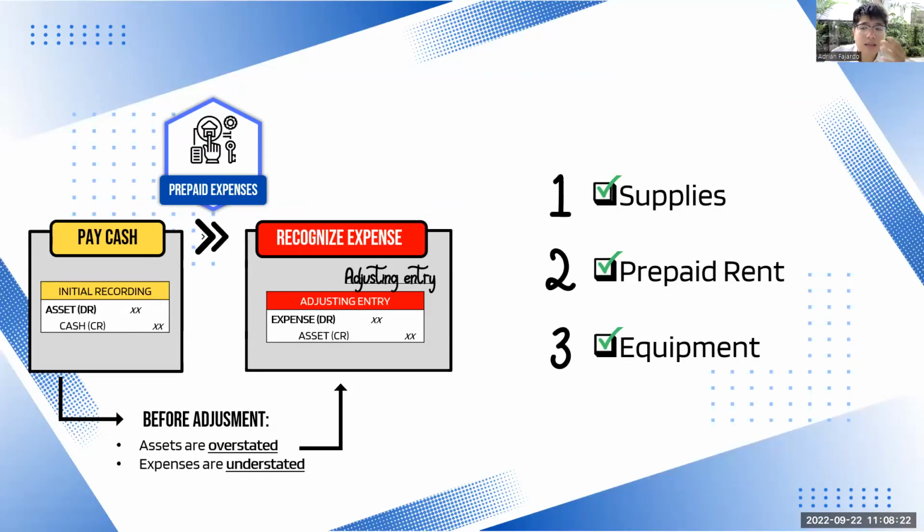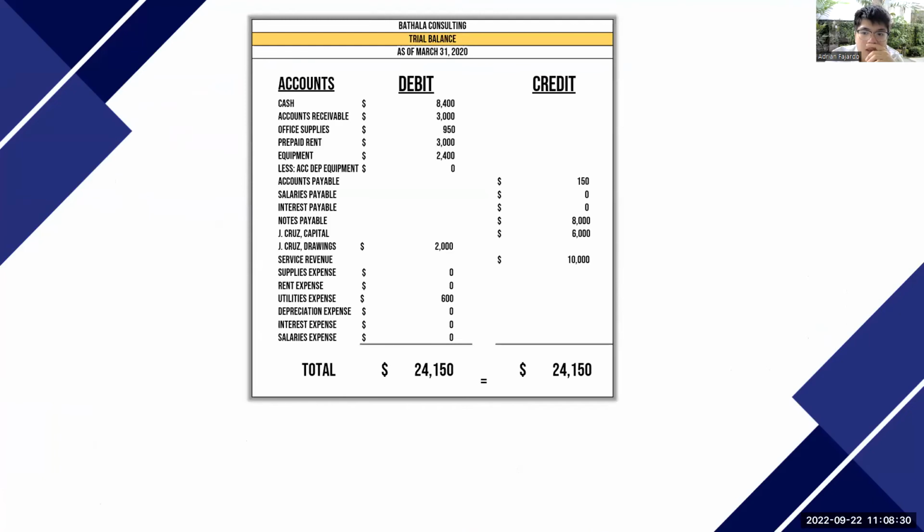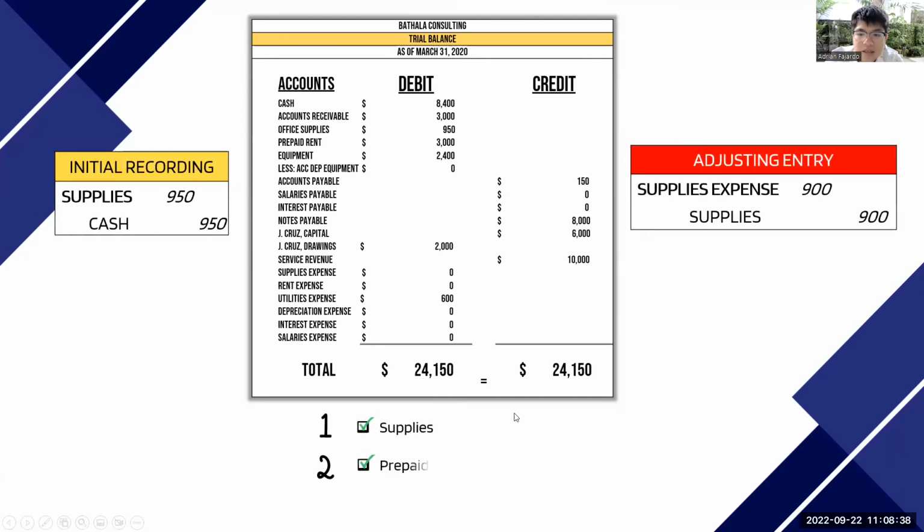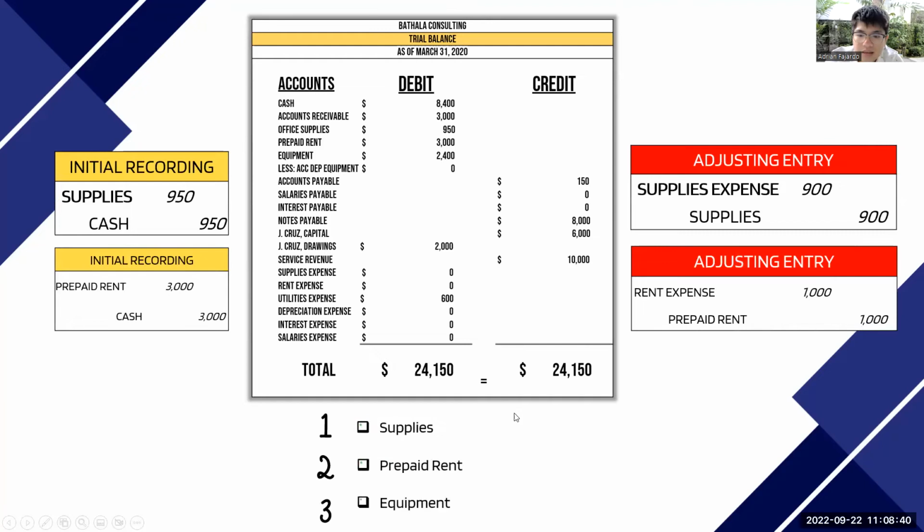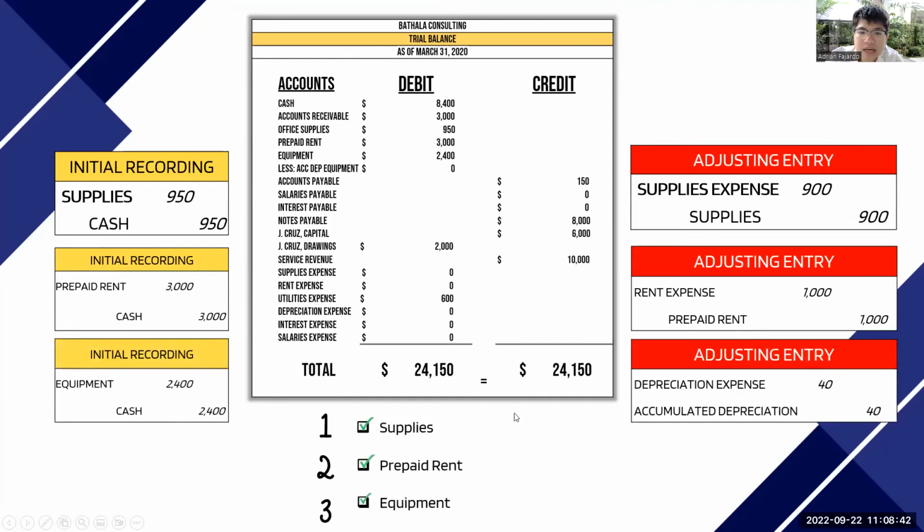So actually, we're done with the first batch of deferrals. We're done with supplies, we're done with prepaid rent, and we're done with equipment. So in essence, ito yung unadjusted trial balance natin. So we took note of the journal entries, so supplies, prepaid rent, and equipment, right?